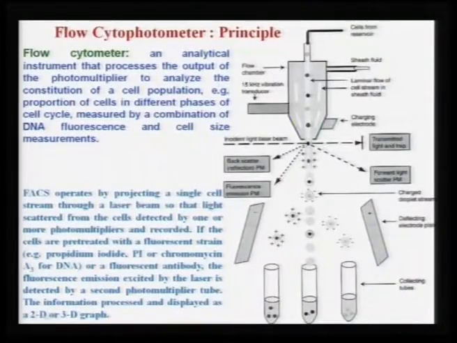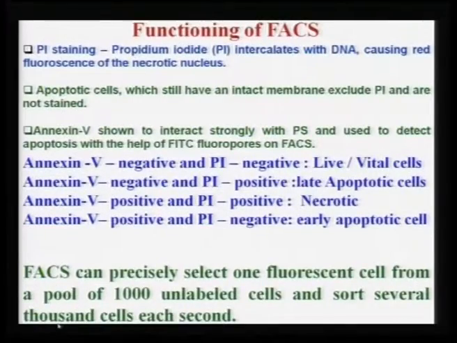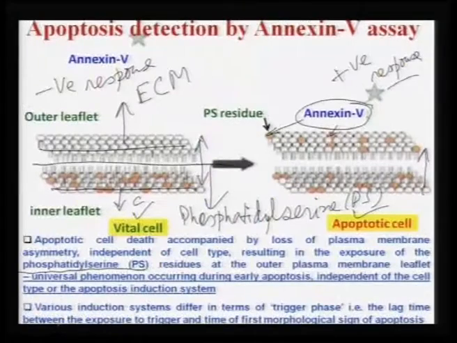Now, there is another molecule known as PI, that is propidium iodide. Propidium iodide typically intercalates with DNA, causing red fluorescence of the necrotic cells. You have seen that this annexin 5 treatment directly reacts with the plasma membrane outer leaflet. Now, there is another molecule, propidium iodide. What does it do?